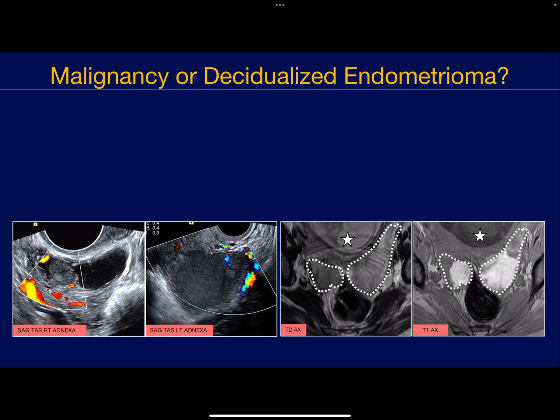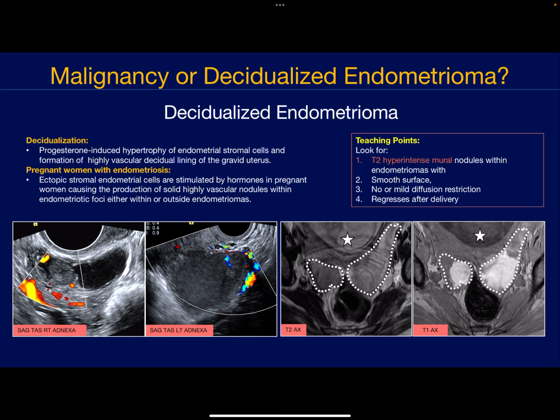Here we have bilateral ovarian endometriomas with smooth T2 hyperintense soft tissue masses that regressed after delivery of the fetus. Is this malignancy? This is an example of decidualization. In pregnant women with endometriosis, ectopic stromal endometrial cells are stimulated by hormones, causing endometriotic foci to produce solid, highly vascular nodules within endometriomas, aka decidualization.